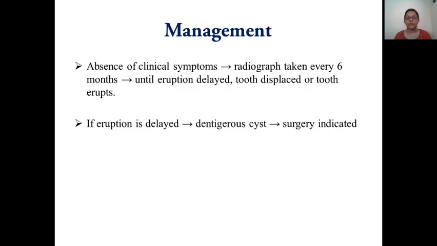Now, how can we manage it? In the absence of clinical symptoms, we take a radiograph every 6 months until the eruption is delayed, the tooth is displaced, or the tooth erupts. So, if the eruption is delayed after taking radiographs every 6 months, then we can suspect and conclude that it can be a dentigerous cyst, and then we can go for further surgery.